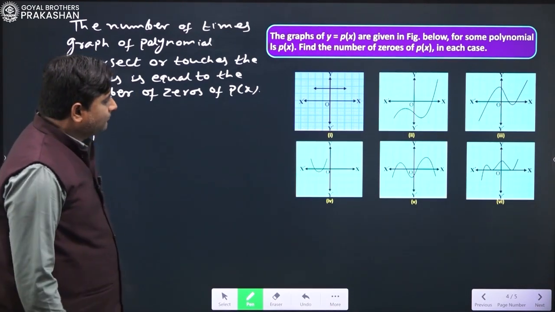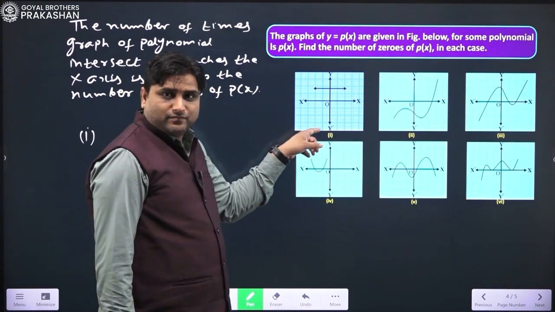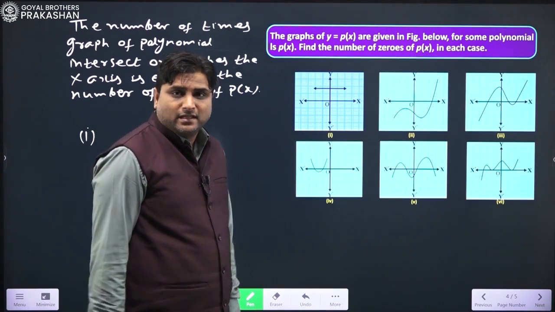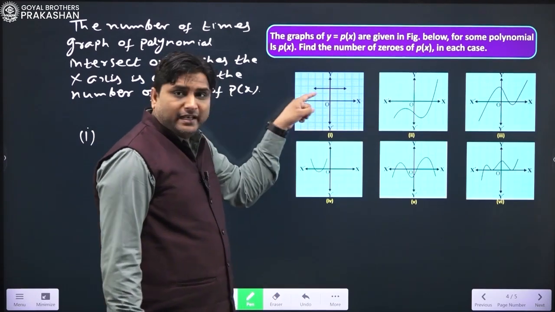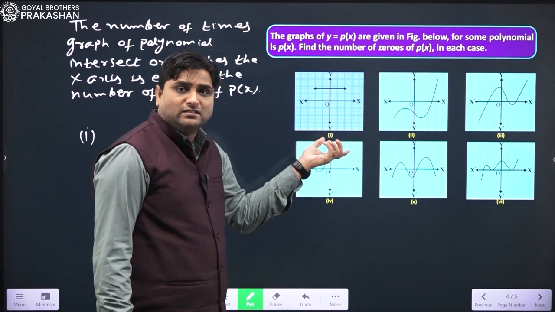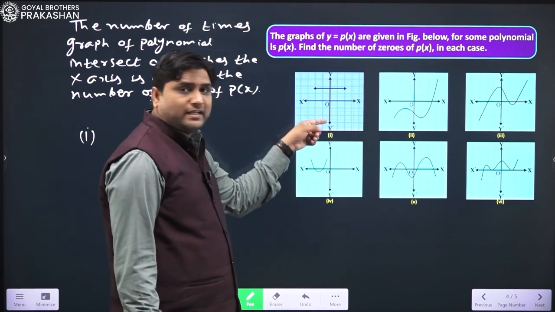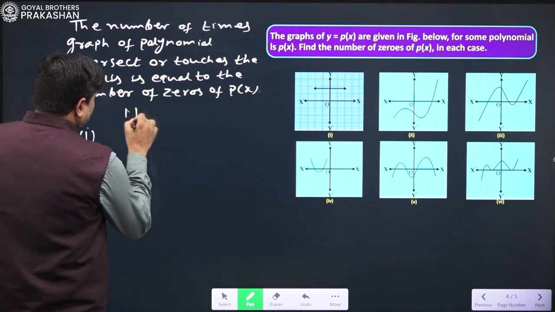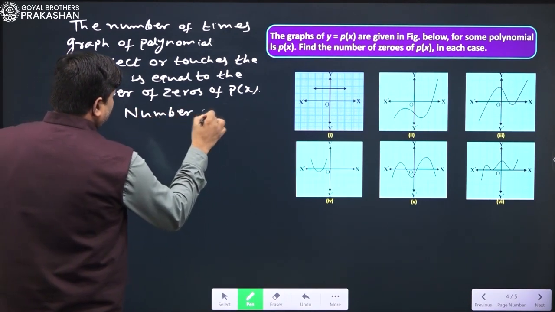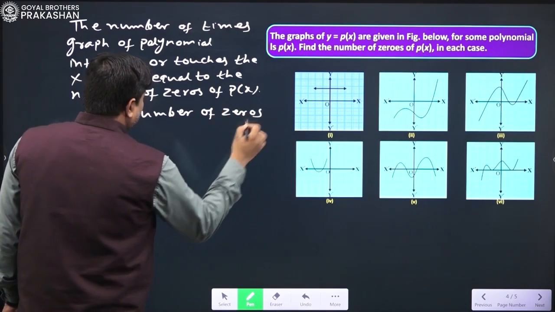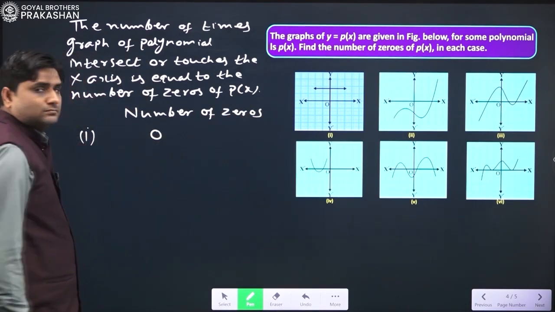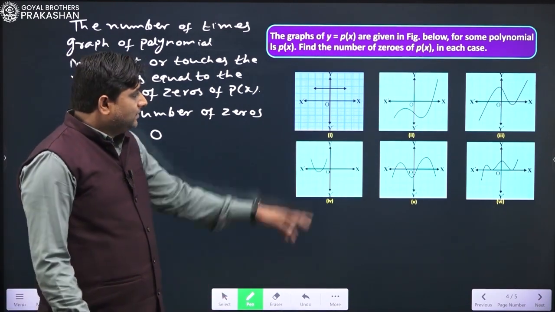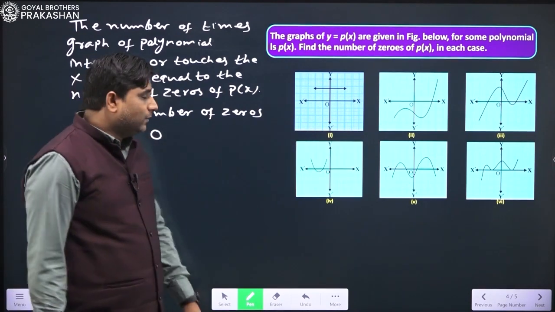Now the first part. In this case, see, in the first case the graph of the polynomial is actually parallel to the x-axis. It means this graph never touches or cuts the x-axis. It is neither intersecting nor touching the x-axis. So in the first case, the number of zeros is 0. No zeros are there. For no value of x does the value of the polynomial become 0.